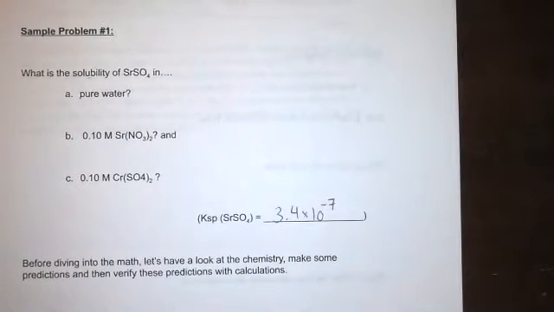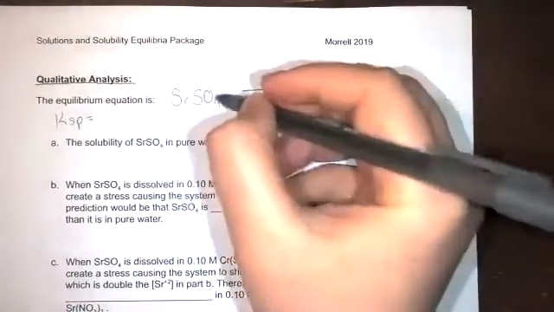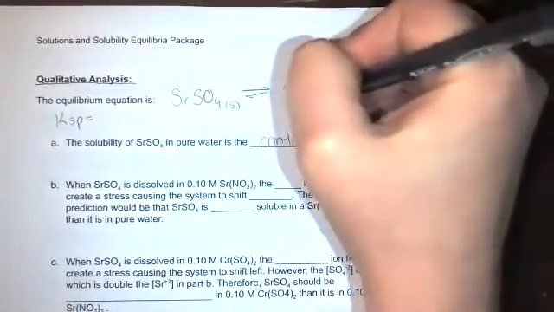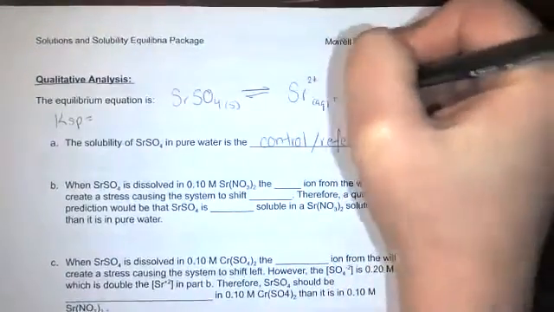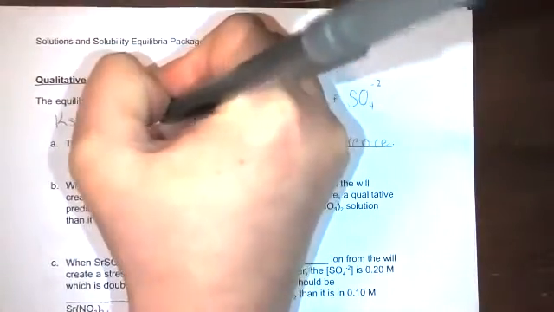So before we dive into any actual math, let's just look at what's going to happen from a qualitative analysis. So we have our equilibrium equation of our strontium sulfate. That is our solubility, what's in question here. So this will always dissociate into some strontium ions and some sulfate ions. And from before, our KSP, just to have it on this side, is 3.4 times 10 to the negative 7.